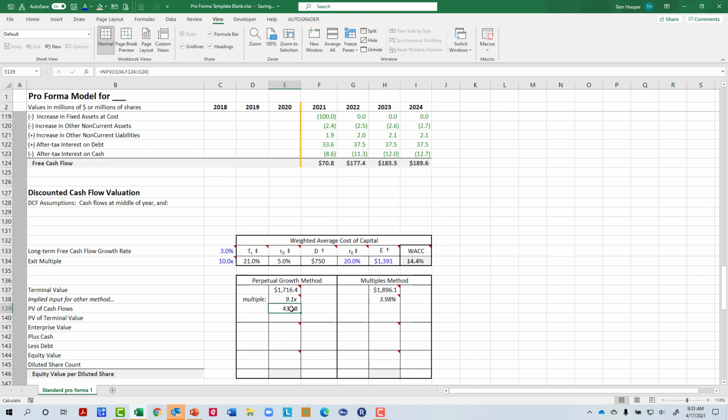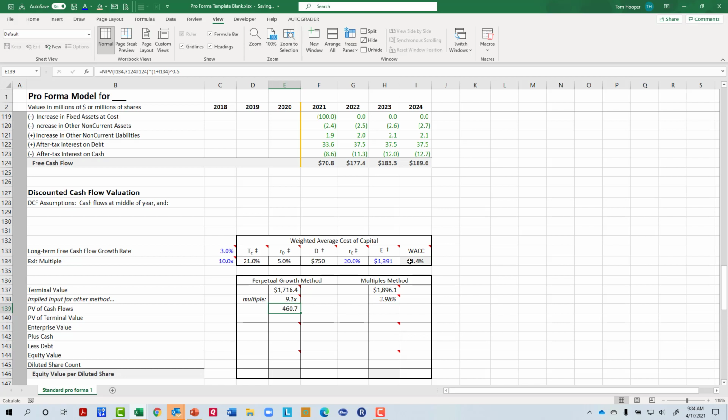And one easy way to do that is just say multiply the whole thing by 1 plus WACC to the power of the periods. And the periods is only half a period. So instead of 430, it's 460. Let's do the same thing here.